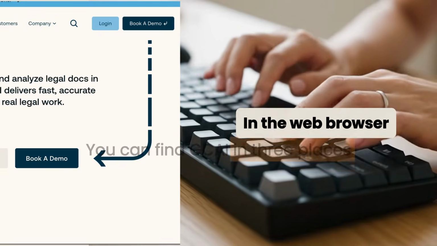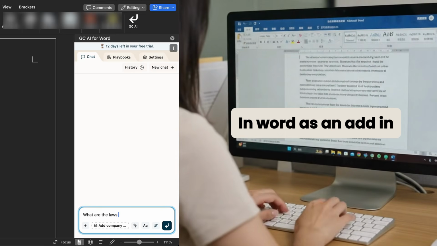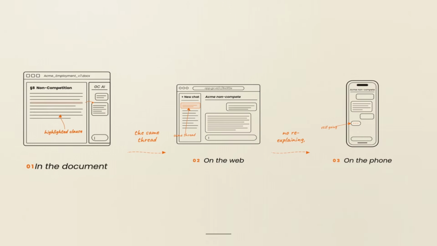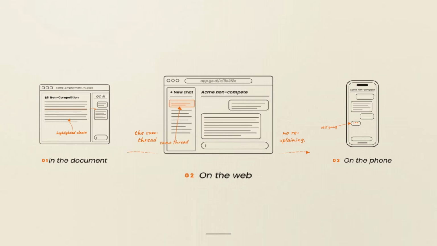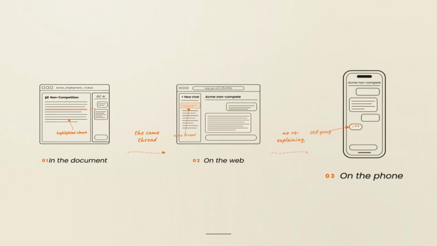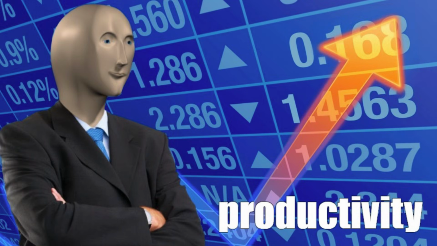Let's start with where GC AI lives. Today, you can find GC AI in 3 places: in the web browser, in Word as an add-in, and also on your mobile. Yes, you heard me. And the best part is they all connect. So if I'm reviewing a contract in Word and I ask GC AI a question there, that conversation history and context can carry over into the web app. And if I leave my desk, I can pick it up again on mobile. GC AI is designed for a lawyer to be productive all day, regardless of where they are. And who wouldn't want to be productive all day?